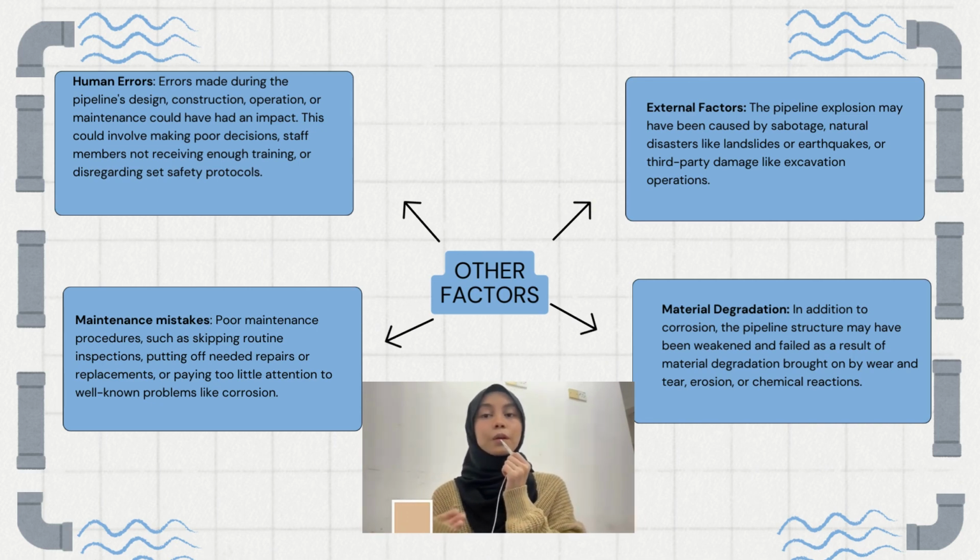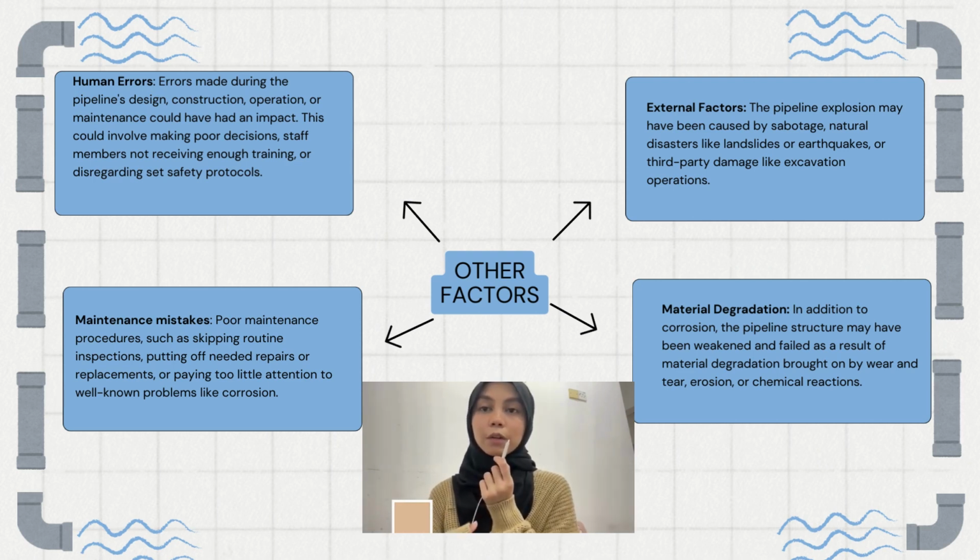Thirdly, what could have caused the pipeline to burst could be external factors. The pipeline explosion may have been caused by sabotage, natural disasters like landslides or earthquakes, or third-party damage such as excavation operations, meaning that during construction or anything nearby that involved digging up the ground, this could cause some destruction to the pipeline.